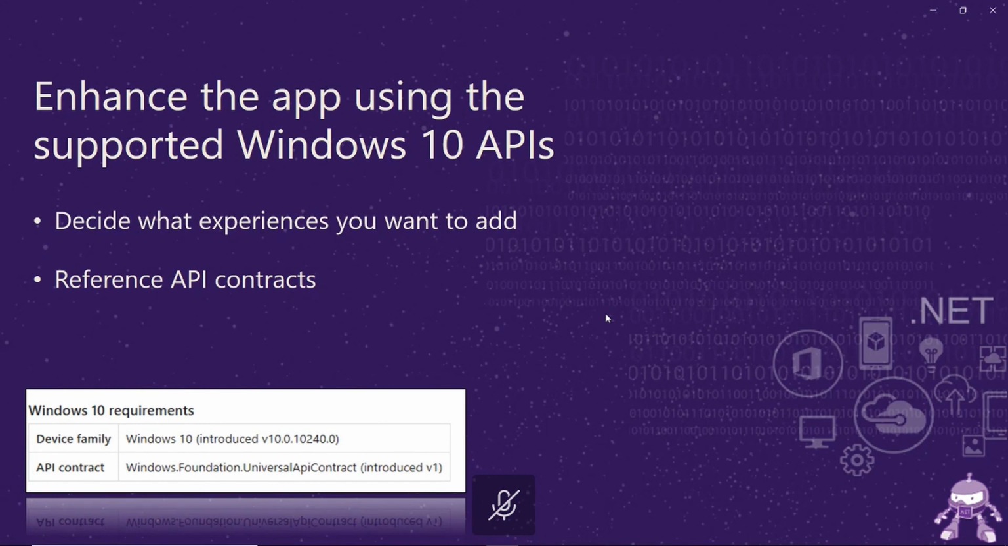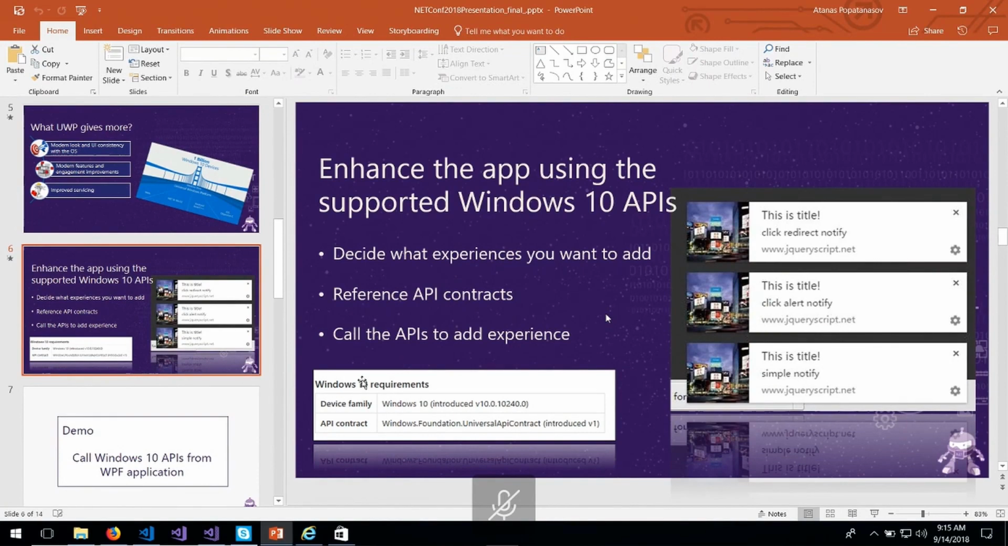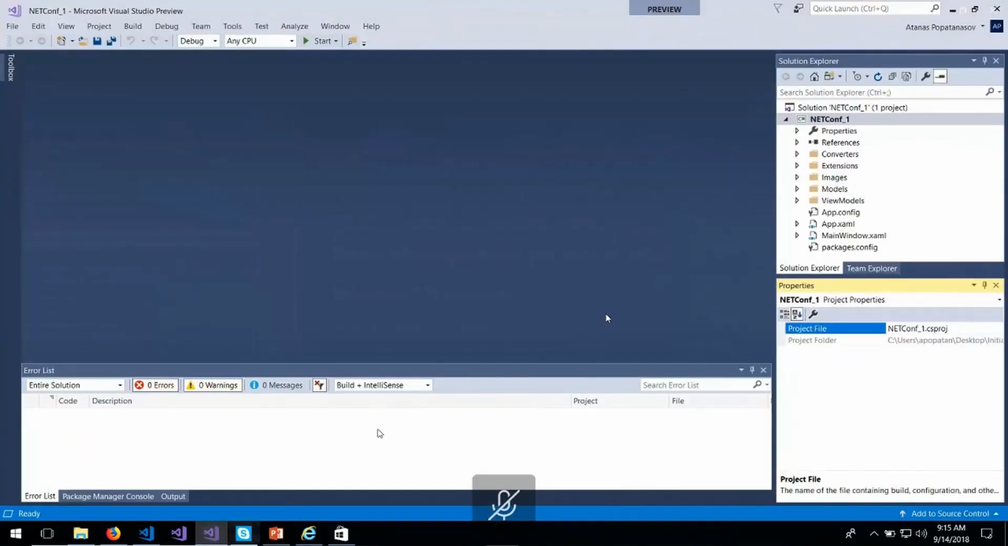For example, the API contract here is the Windows Foundation Universal API contract. And after you have found the API that's needed for your application, you simply need to call it. Okay, I'm now going to show you a demonstration of how this could easily be achieved. Here I have a very simple WPF application. Basically, it visualizes some data, and more specifically, orders.